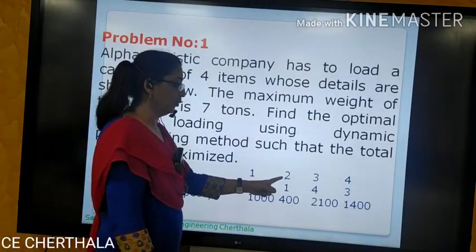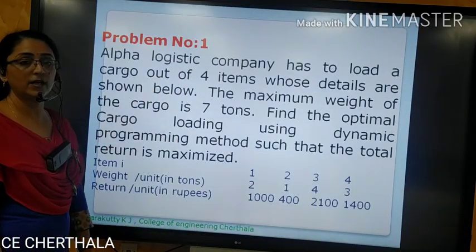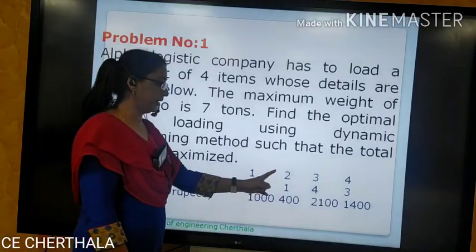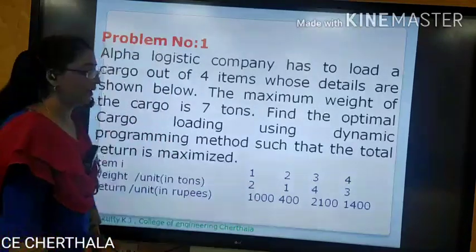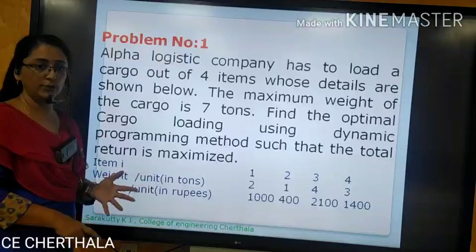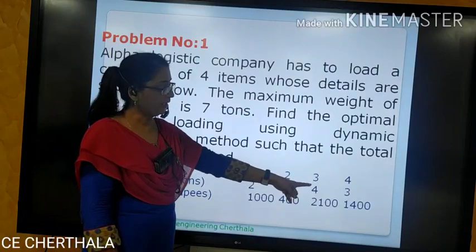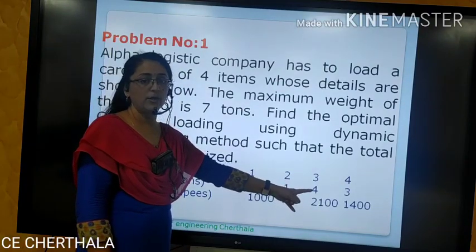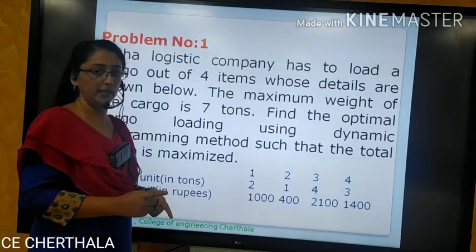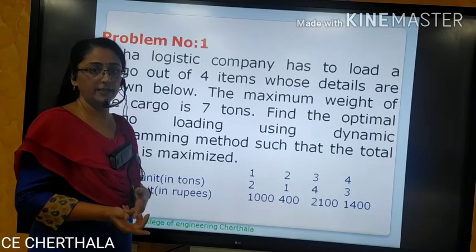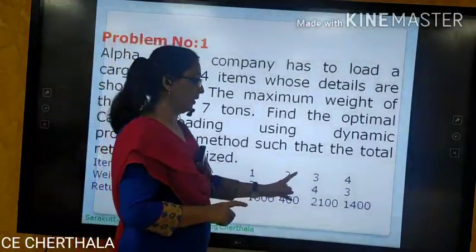Similarly, with item number 2, there are totally 8 alternatives because item number 2 has weight of only 1 ton. So the different possible allocated weights are 0 unit, 1 unit, 2 unit, 3 unit, etc. up to 7 units. Now for item number 3, the weight of each unit is 4 ton. So either we can take 0 unit of item number 3, or we can take 1 unit of item number 3. If we take 2 units, it will weigh 8 tons. That is not possible. So either we can take 0 units or 1 unit of item number 3.